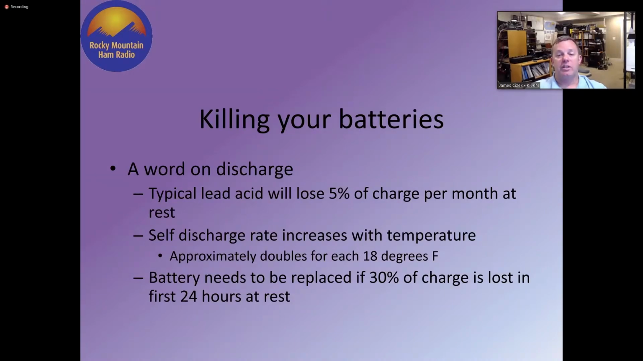Something to be aware of is the self-discharge rate. So typical lead acid batteries lose about 5% of charge per month at rest. The self-discharge rate increases with temperature. So for about every 18 degrees F, the self-discharge rate doubles, that means that the battery will just become depleted sitting there on the ground with nothing connected to it. The replacement cycle: if 30% of the charge is lost in the first 24 hours at rest, that's considered a battery that cannot be relied on, and it should be replaced.